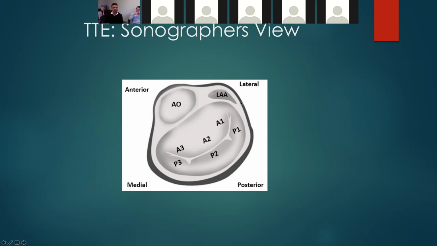And between lateral and medial, which one is A1 and which one is A3: wherever there's a left atrial appendage, that's your lateral side, so that would be your A1. The other, medial side would be your A3 or P3. So anterior, posterior, lateral, and medial. We'll talk about transthoracic anatomy first, then we'll talk about the transesophageal.